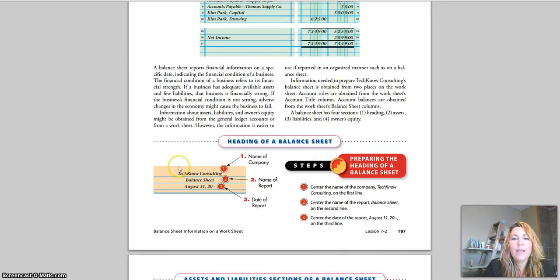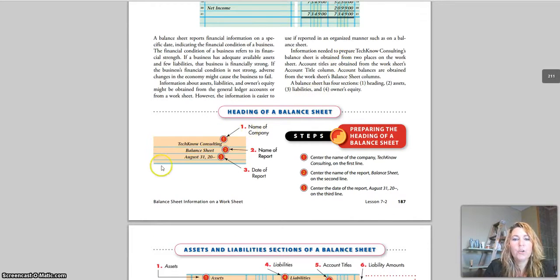The balance sheet is going to have 4 sections. First of all, you're going to have the header, just like we have had for most of our reports, like our worksheet and our income statement. The top line is going to be the name of our business. The second line is going to be the name of our report, which is the balance sheet. And the third one is the date.